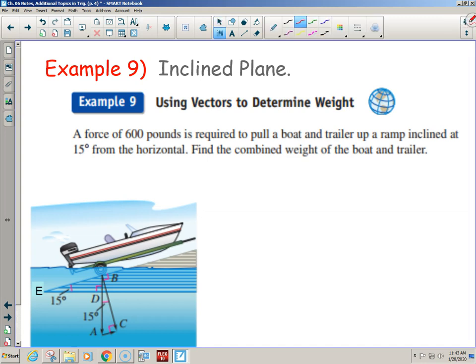The key about this one is not the hard math to solve. It's getting the picture. With the picture correct, it's an easy problem. Without the picture, it's impossible, or at least it's super hard. If I were you, if you haven't yet already, label this the inclined plane.